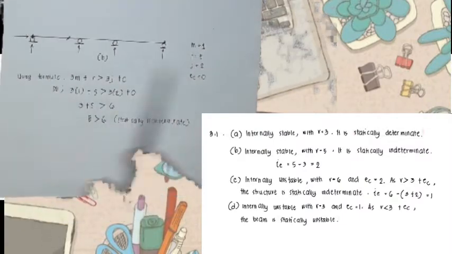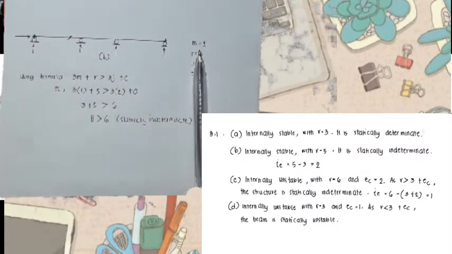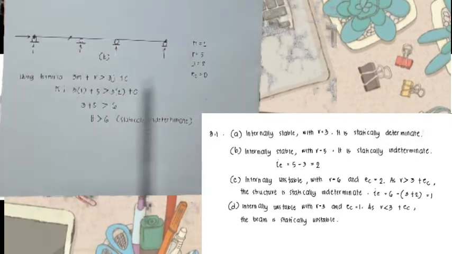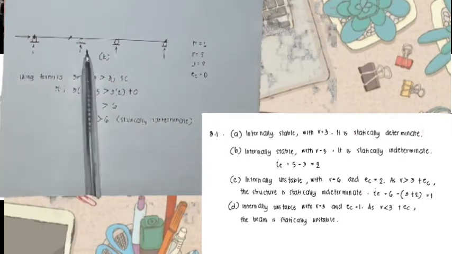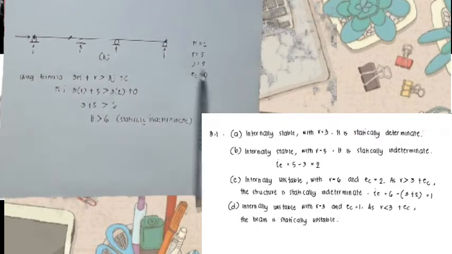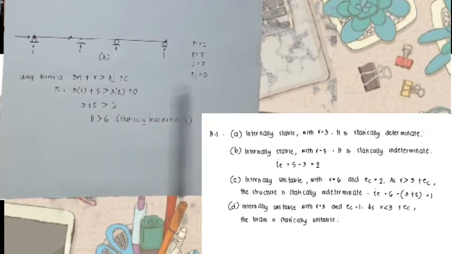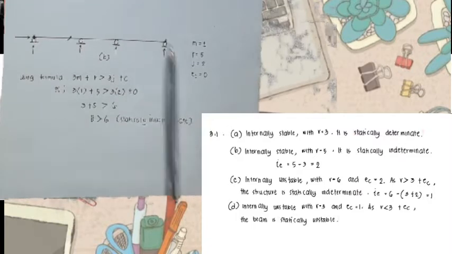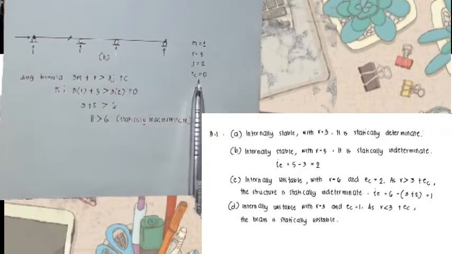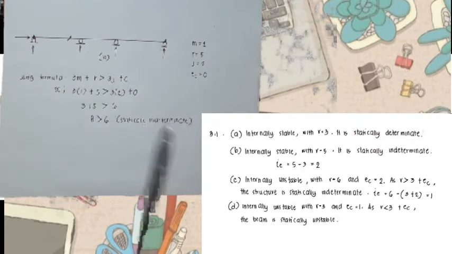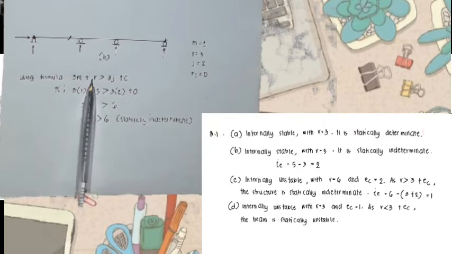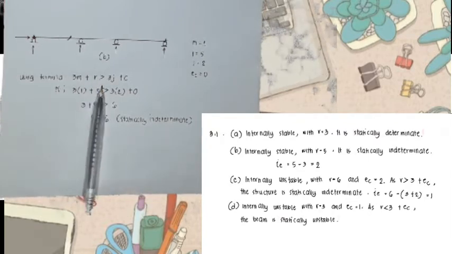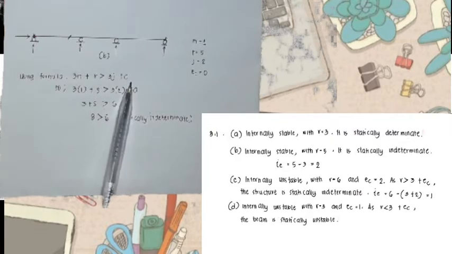So, letter B. We have the members of the structure, 1, 1, and their reaction R is 5: 1, 2, 3, 4, 5. The number of joints is equal to 2, and our number of equations of condition is equal to 0. So, using the formula 3M plus R greater than 3J plus EC.